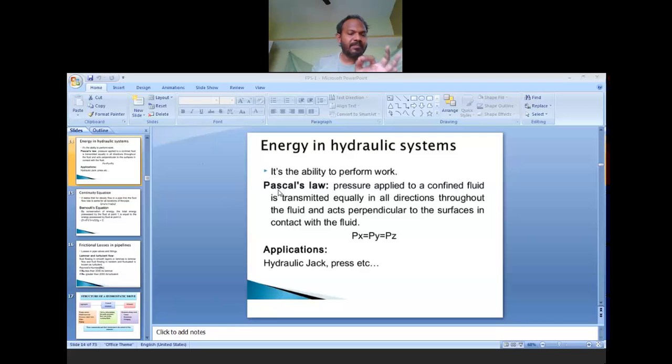Pascal's law states that the pressure applied onto a confined fluid is transmitted undiminished, equally in all the directions throughout the fluid, and acts perpendicular to the surfaces in contact with the fluid. Point to be noted, it acts perpendicular to the surfaces, the surface which is in contact with the fluid. If the surface is not in contact with the fluid, it doesn't apply.